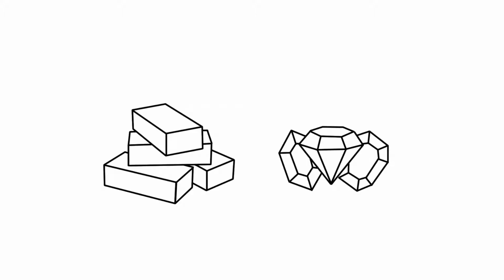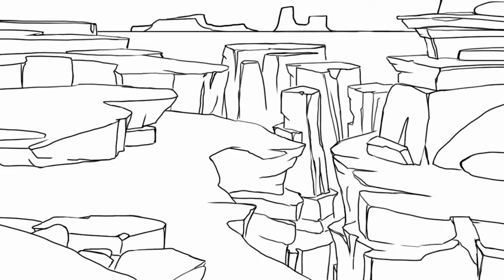The second shape that makes up a rock is straight lines. Straight lines can be seen in molded and cut stone, like bricks and gems. They can also be found on rocks in natural areas where rocks break off from each other.